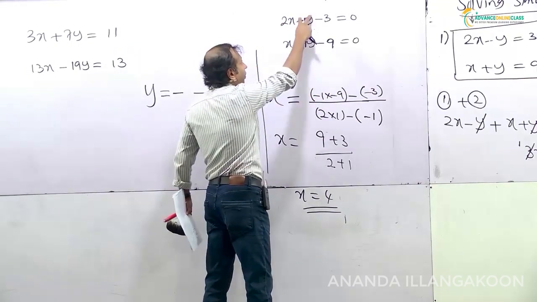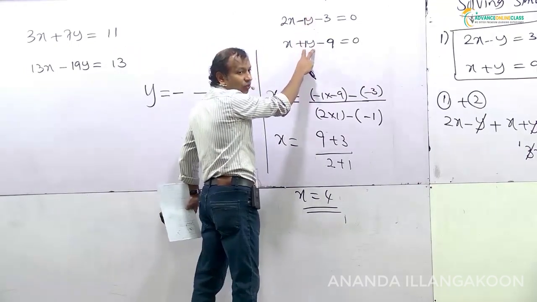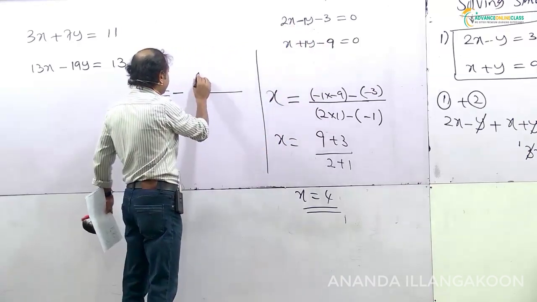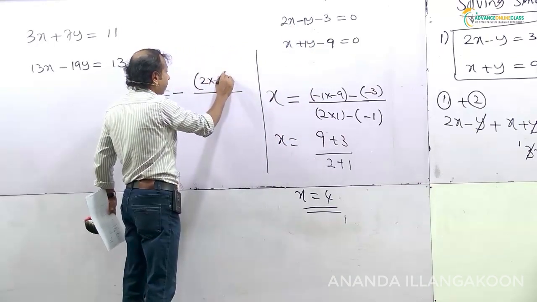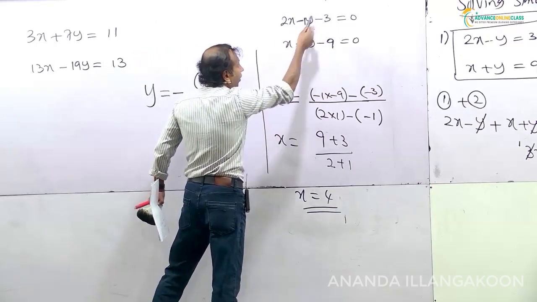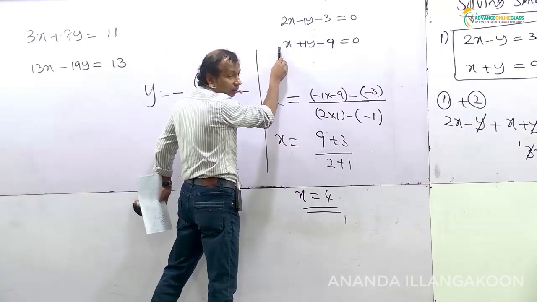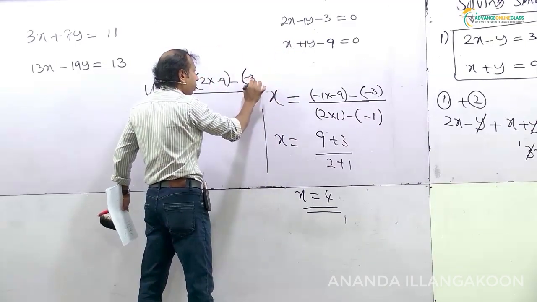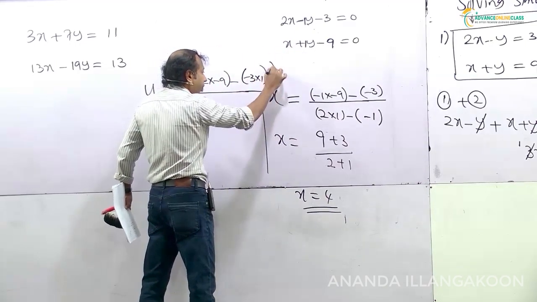Now this we ignore. How to multiply? 2 and minus 9. All right. Minus this and 1. Minus 3 and 1. Minus 3 and 1, no? All right.